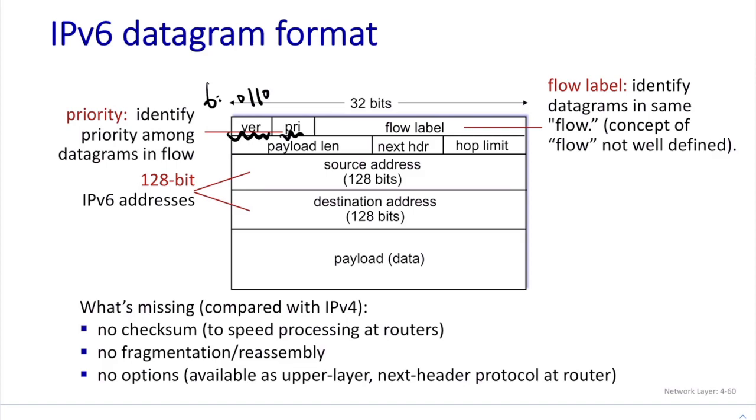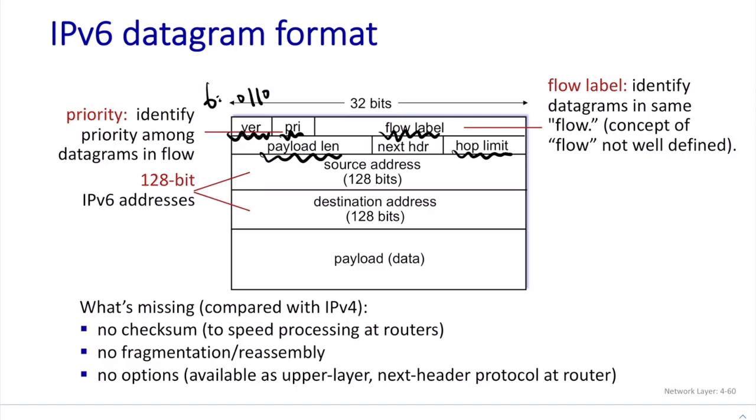And again, right here we have flow label. That is the unique ID of this packet. It is very similar to the fragmentation ID in IPv4, but it is simply an ID for this packet. And again, we have to specify the length of the payload and the TTL limit for this packet. Okay, that is the same.